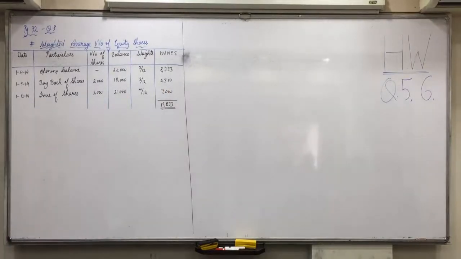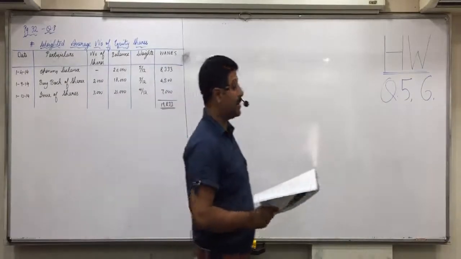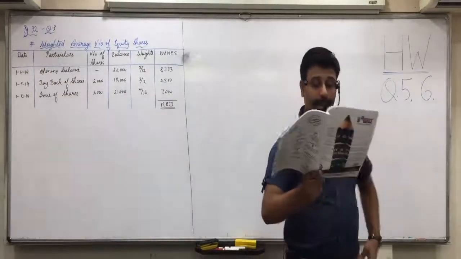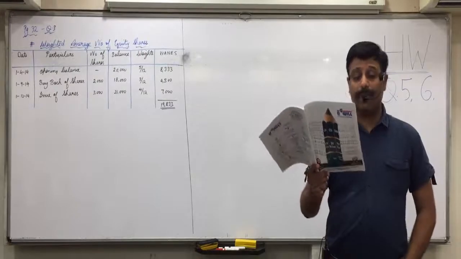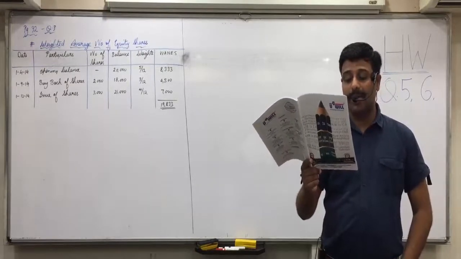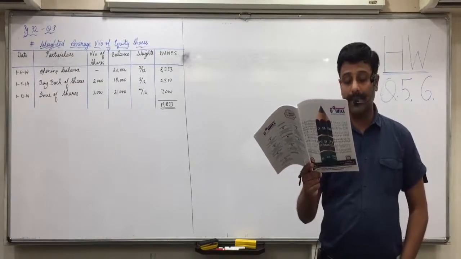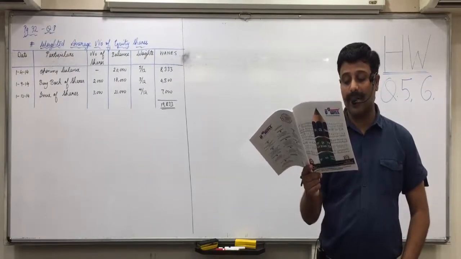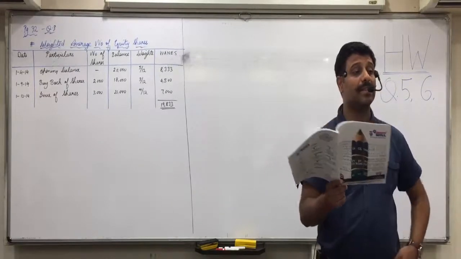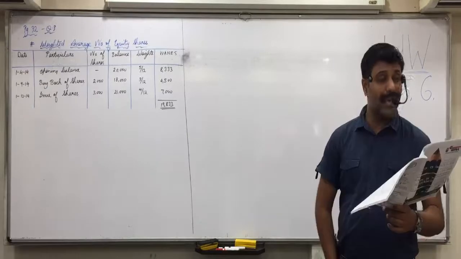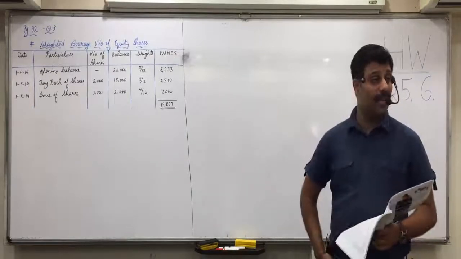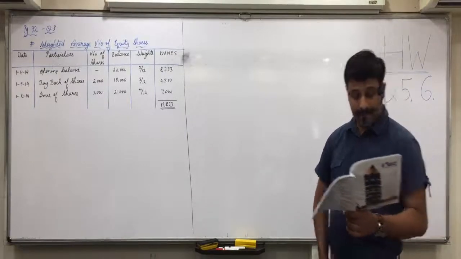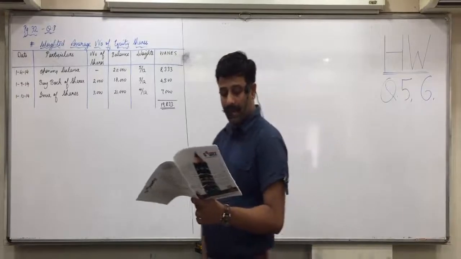Now 5 and 6 are your homework. I am discussing them now. Question 5. Compute weighted average number of equity shares from the following details. 1st April 2014, balance of equity shares 3,60,000. You have to take the number of shares only, not the value of shares. Okay. Yes, now question 5.